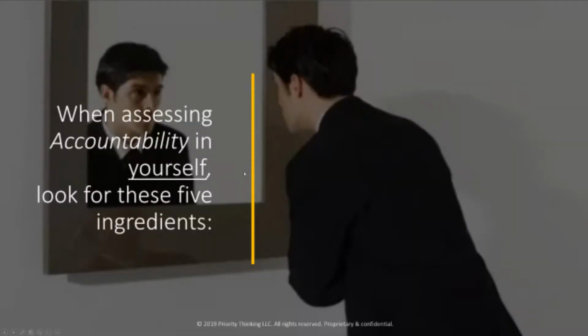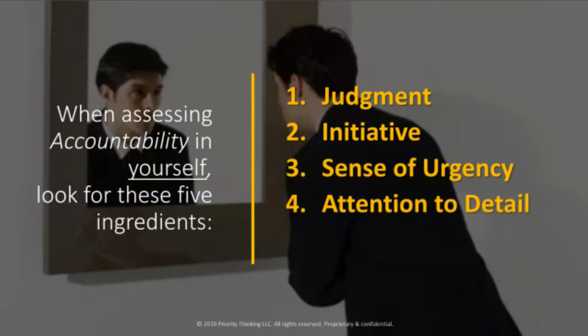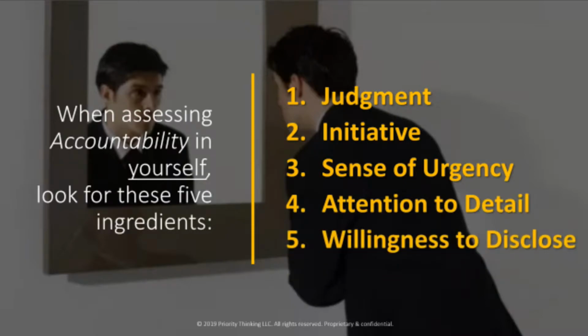So when assessing accountability in yourself, or you're trying to develop your subordinates if you're a leader, look for these 5 ingredients. And by the way, when I list them out in this order, it's because we find that the most power comes from the sequencing of these priorities. Okay, so first, judgment. Second, initiative. Third, sense of urgency. Fourth, attention to detail. And finally, willingness to disclose. So let me cover those, and then we can talk about it.